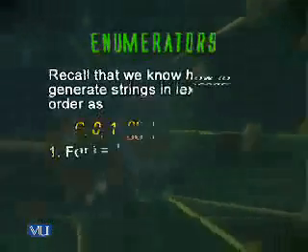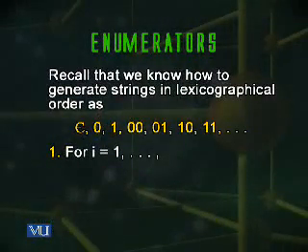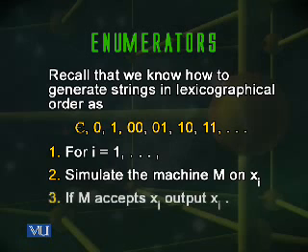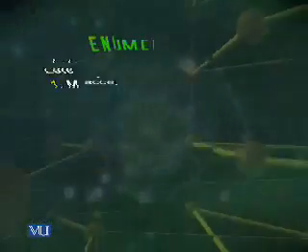So the description of this enumerator formally is given as follows. For i equals 1, 2, 3, and so on, what we do is we simulate the machine M on xi. Remember here, xi is the ith string in the lexicographical ordering. If M accepts xi, we simply output xi on the output tape. Well, what is wrong with this proof? Let's look at one example and see what is going wrong.